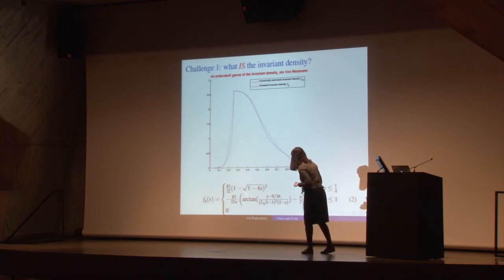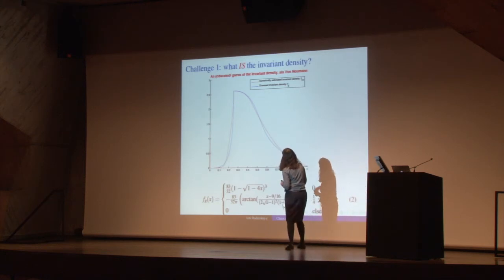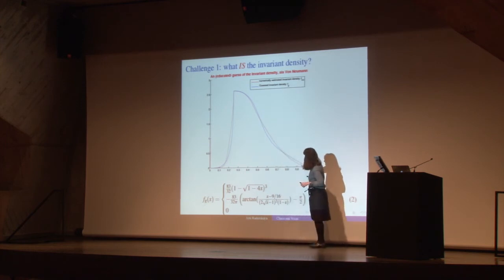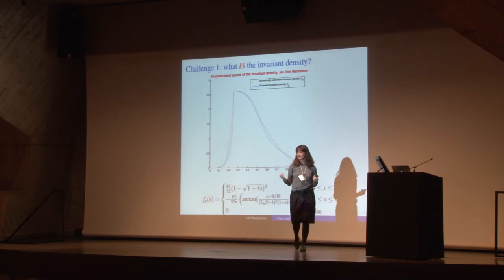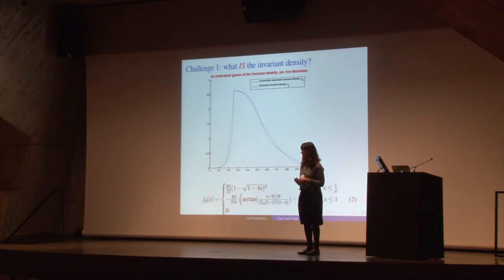83 over 32x arctan of this junk. And here, I don't know if you can see very well, this red one is my guessed one, that's my best guess. And the blue one is the invariant density that I numerically computed. So they're not exactly the same, but they're pretty close.